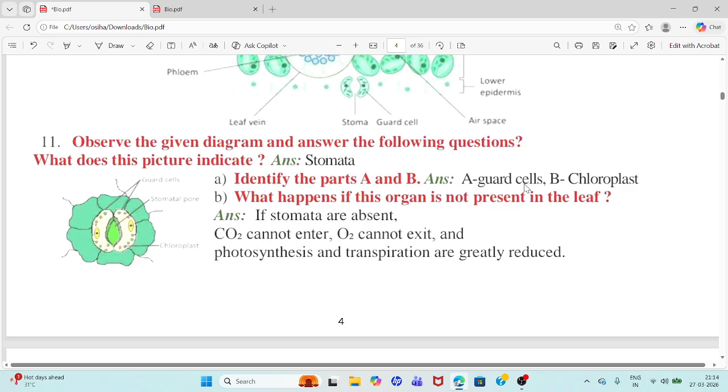Answers: A is guard cells and B is chloroplast. Here should be A and here should be B. So the answers are guard cells and chloroplast.